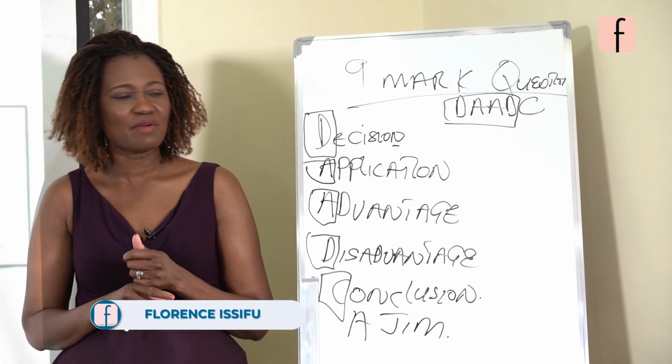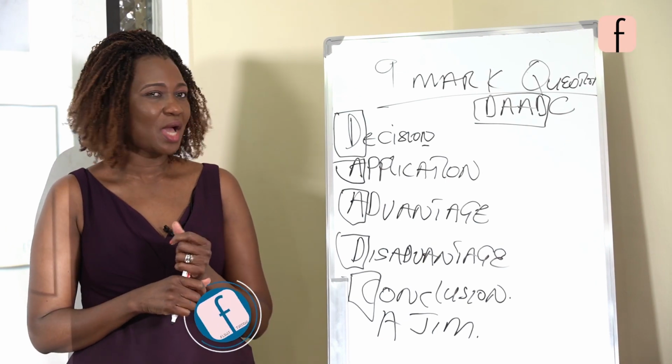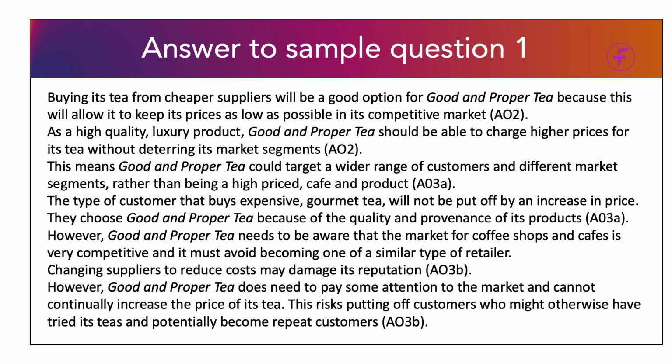So let's quickly have a look on the screen at how this will be answered. Okay, so now in this question, straight away, buying tea from the supplier will be a good option for Good and Property. You have made that decision. You need to say why you've made that decision. This is because... Then you go in and talk about another point that is justifying the decision you've made. You look at the disadvantage, then you have a conclusion, and that is how to answer your 9-mark question.